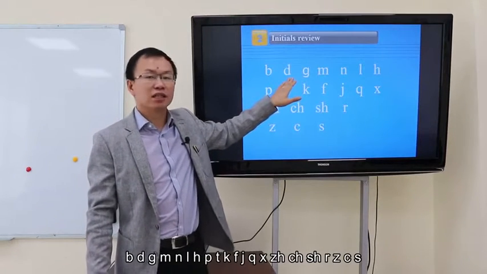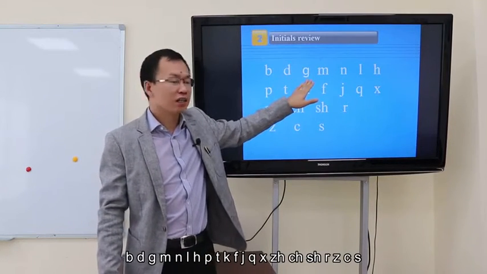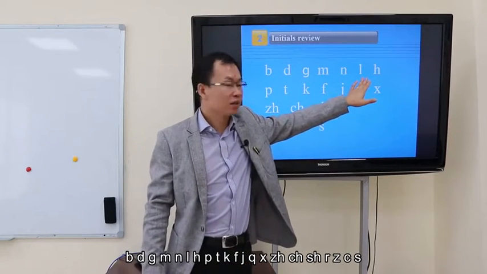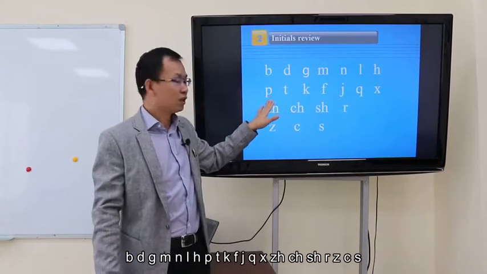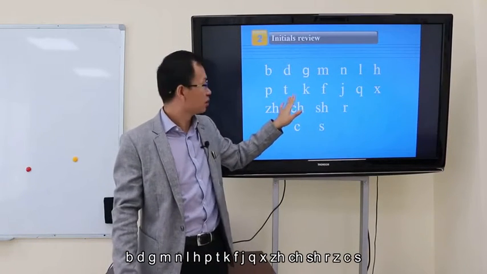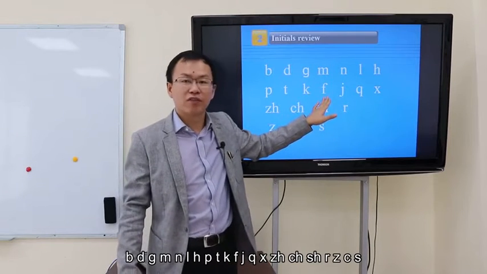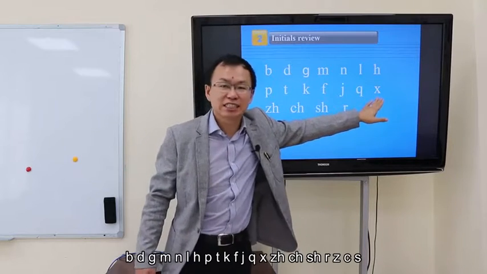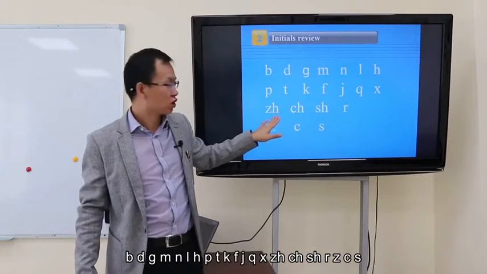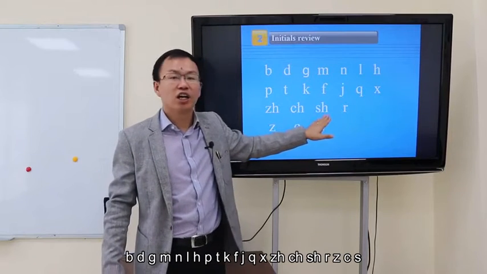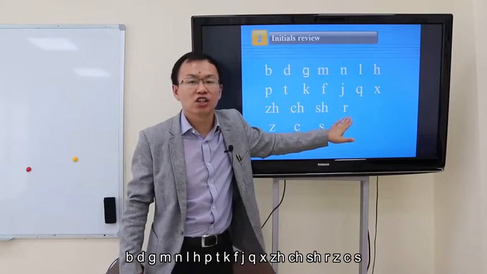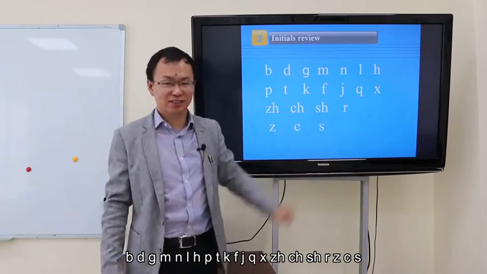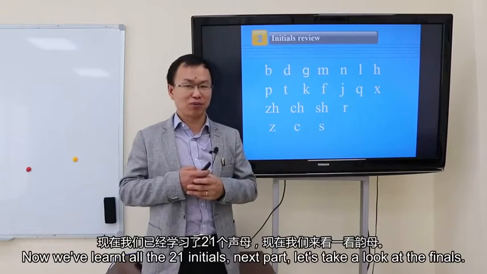B, D, G, m, n, l, h, p, t, k, f, j, q, xi, zhi, chi, shi, ri, zi, ci, si. Okay, now we have learned all the 21 initials.